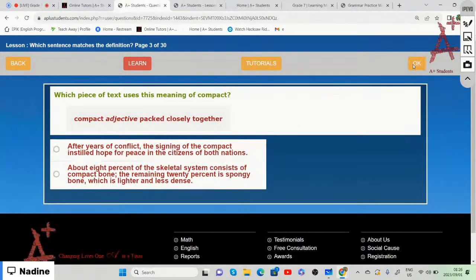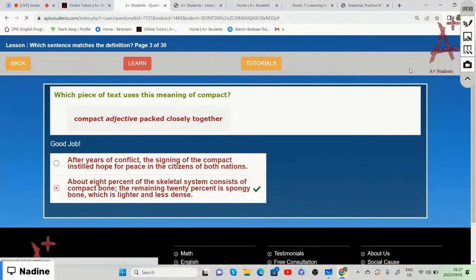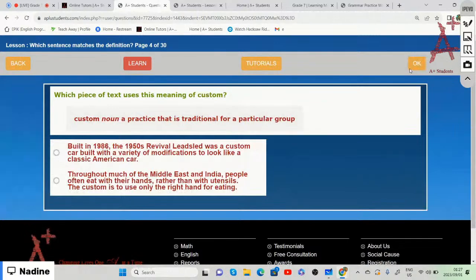All right, so now we are here at compact, right? It is packed closely together. About 80% of the skeletal system consists of compact bone. So if we say it's everything together, let's just choose the second one, because everything is packed together. It's closely knit. Then we have custom. All right, custom is a practice that is traditional for a particular group, right? So when it comes to customs, all of us have our own cultural groups that we belong to, right? And there are certain things that you follow.